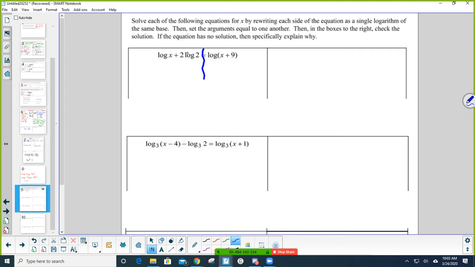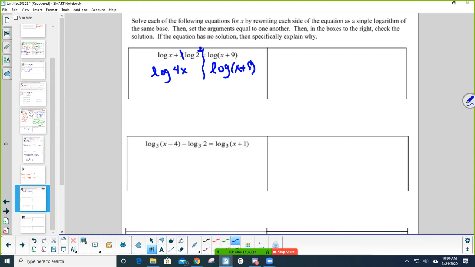So if I'm looking over here, the first thing I'm going to do is take that 2 and put it up in the power. And then in log land, plus means multiplication. So this is the common log base 10. 2 squared is 4. So I'm going to have a 4x on that side. This side already is 1 log. So we don't have to do anything to that side.